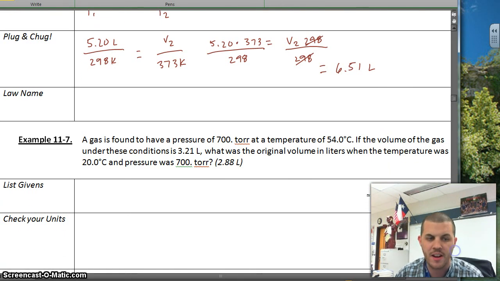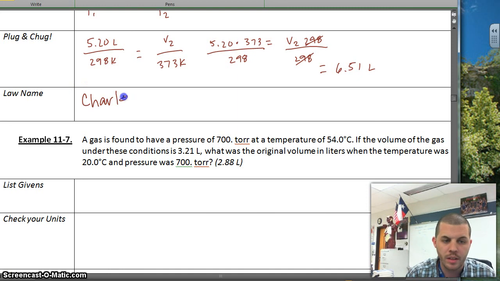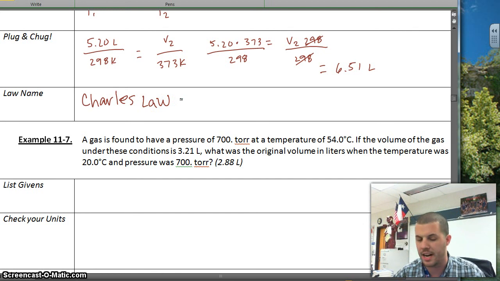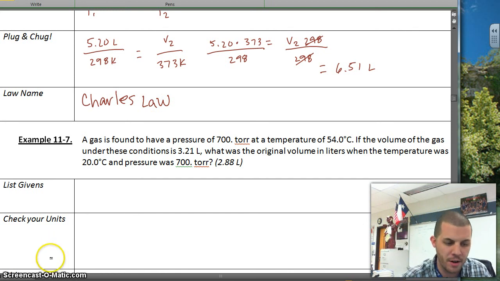And of course, since T and V were changing, I know that this was Charles' law. We'll do another couple of problems in the next video just to make sure that you fully understand how to do this. But that'll do it for right now.